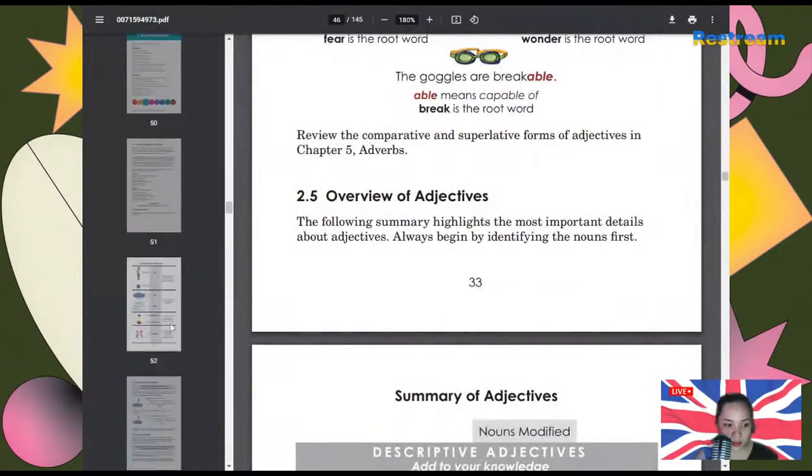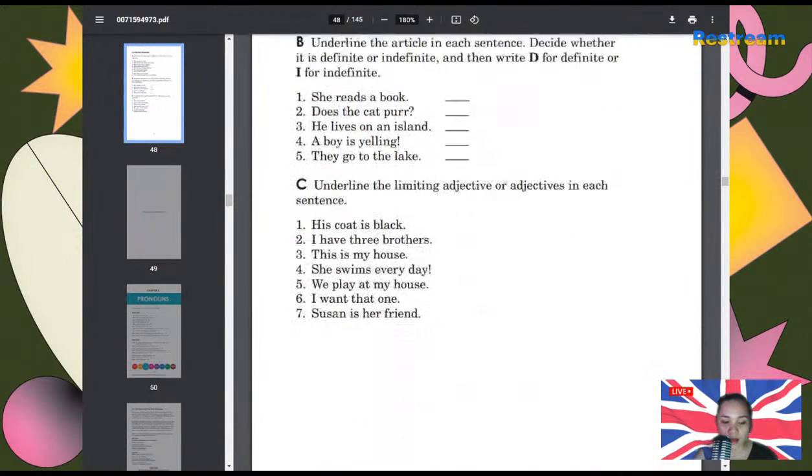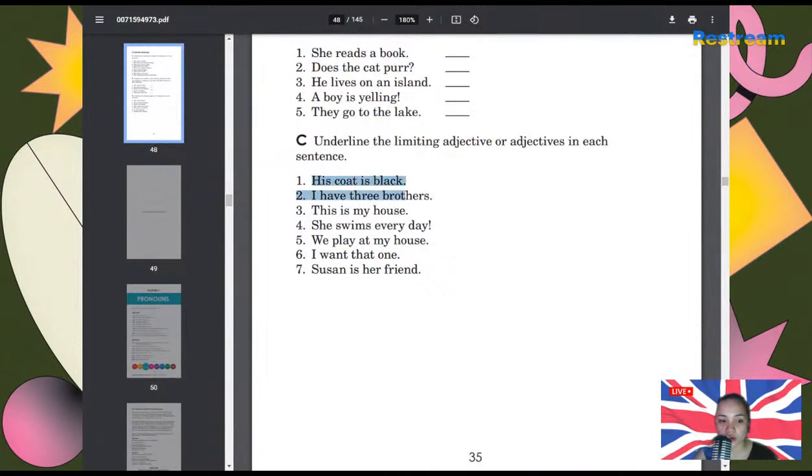Okay, so let's start here. We have the first sentence: His coat is black. His coat is black. So what is the limiting adjective here? The limiting adjective here is his. It says here it is before the noun, and we have the noun here, which is coat. So we have his, this is the limiting adjective. If you remember, this is a personal kind of adjective, from personal pronouns.